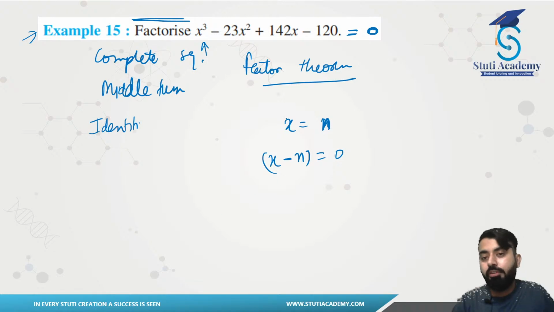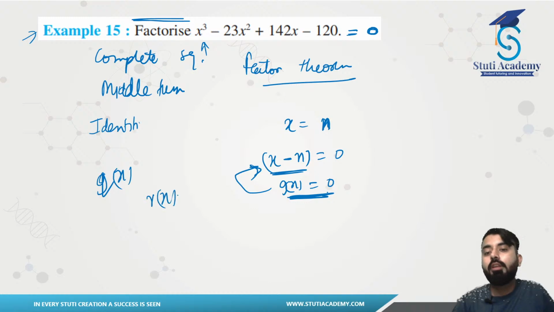So if you trace back to your remainder theorem, you will see that this should be our g of x, right? We always put our g of x against 0. So we will get our g of x, then we have our q of x, and we have our r of x. Since we are dealing with the case of factors, we will not have any remainder, we will only have our quotient.